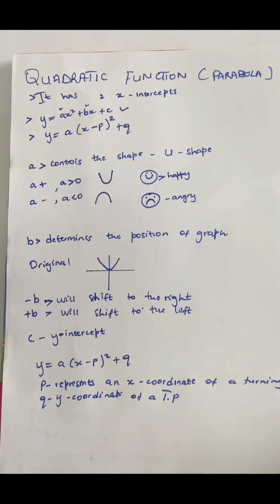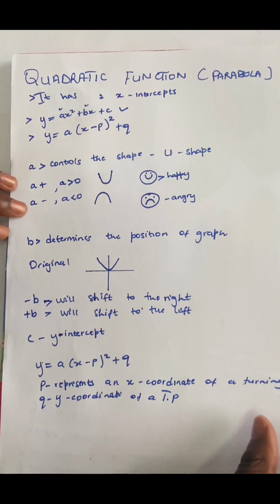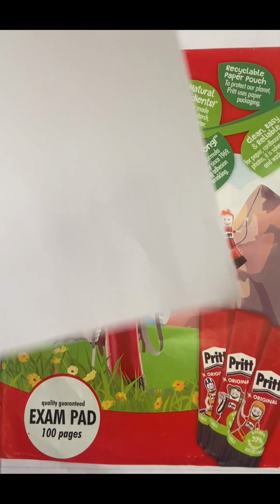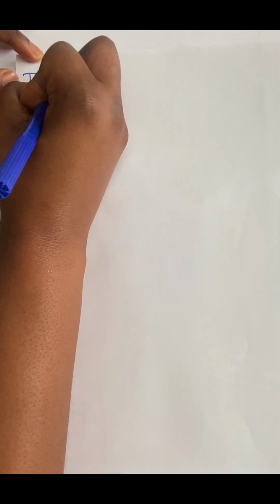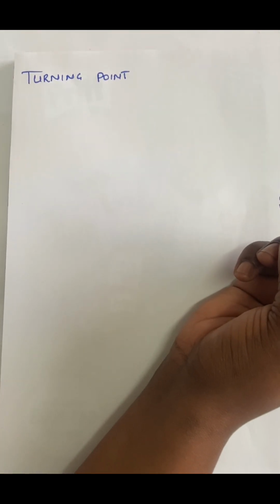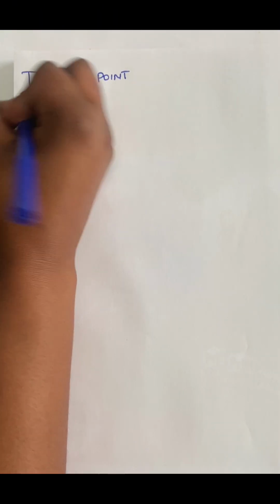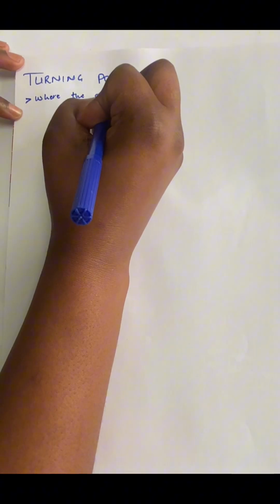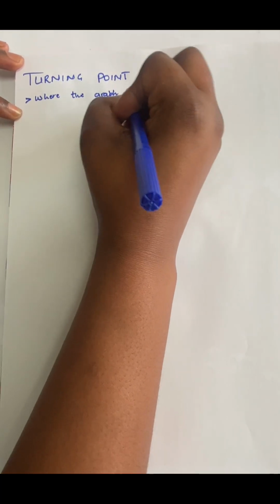All right, now let's move on to what we call a turning point. What is a turning point? Okay, let's put another paper here. Turning point. So your turning point is where the graph changes direction.